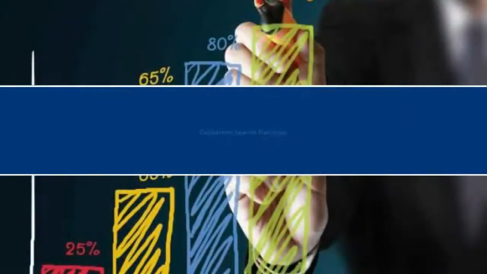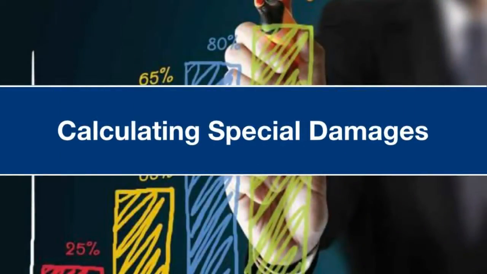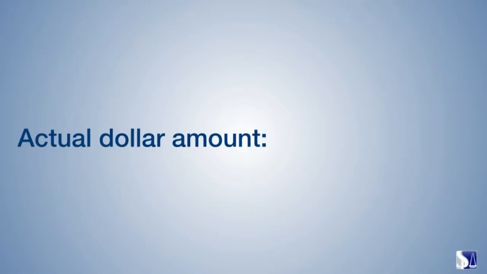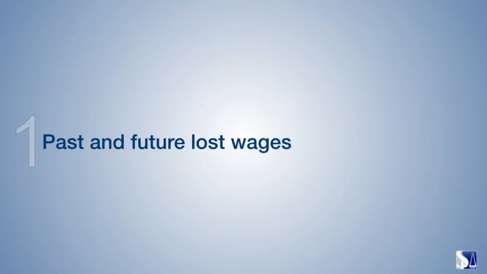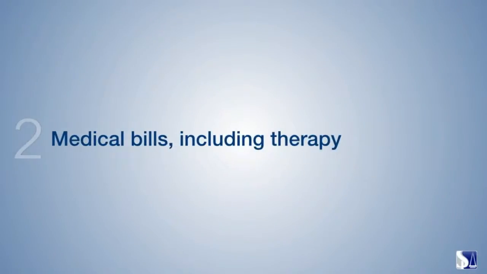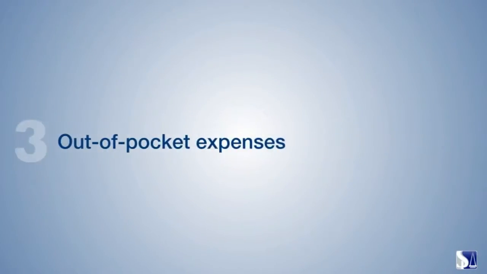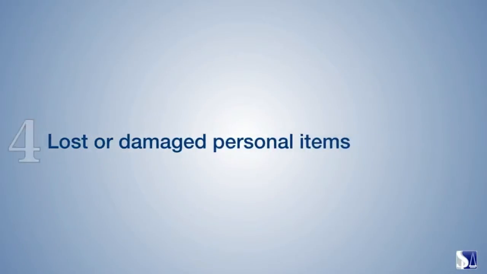Calculating special damages is straightforward. You add together the bills and the other tangible losses you incurred and will continue to incur due to the accident and your resulting injuries. Special damages include the actual dollar amount of past and future lost wages, medical bills including therapy and nursing care, out-of-pocket expenses such as medications, crutches, hospital parking fees, etc., lost or damaged personal items.